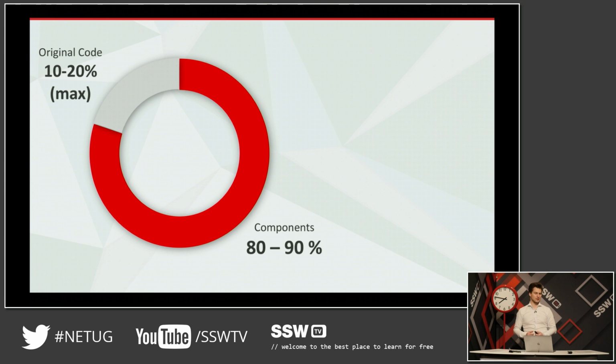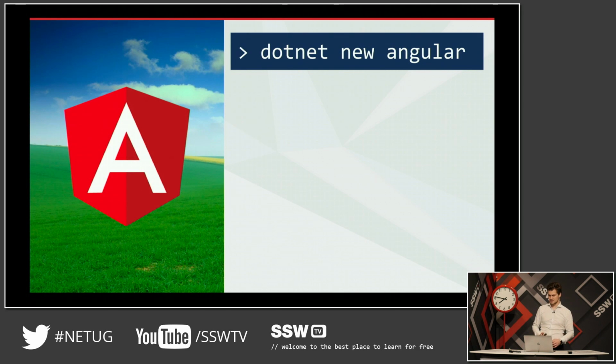80 to 90%, and I dare say that it's more than 80 to 90, is coming from components like Docker images, NPM, Bower, you name it, right? There are so many things that you're pulling in. As a matter of fact, let's do something interesting. So when you type in .NET New Angular, what do you think you get?